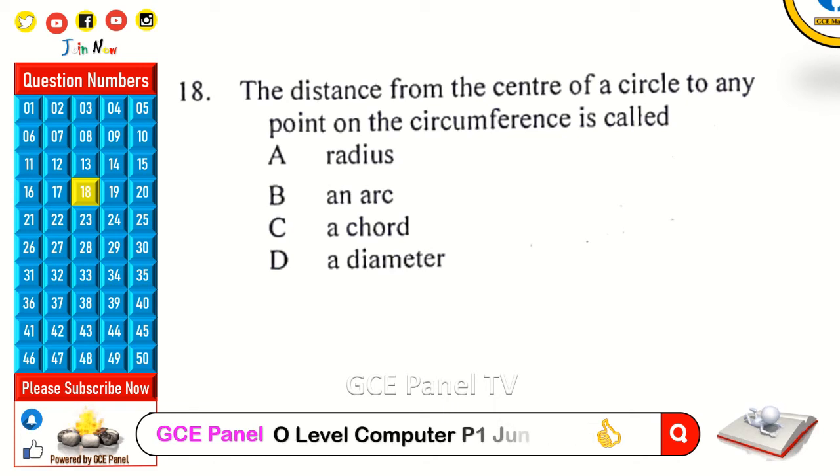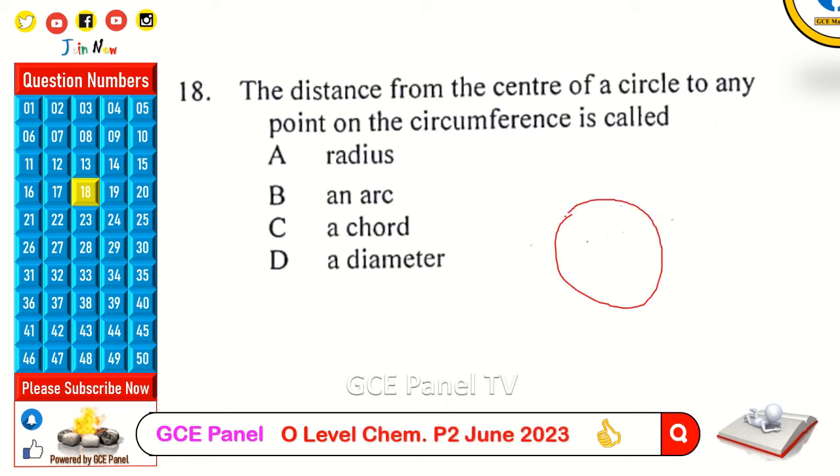Now, question 18. The distance from the center of a circle to any point on the circumference is called, everybody knows this one now. Let me draw an ugly circle here. This is the center. The distance from this center of the circle to any point on the circumference should be a straight line. How do you call this? It's radius now. Everybody knows this one. So anybody who failed this one is not serious. Maybe the person didn't even read the paper.